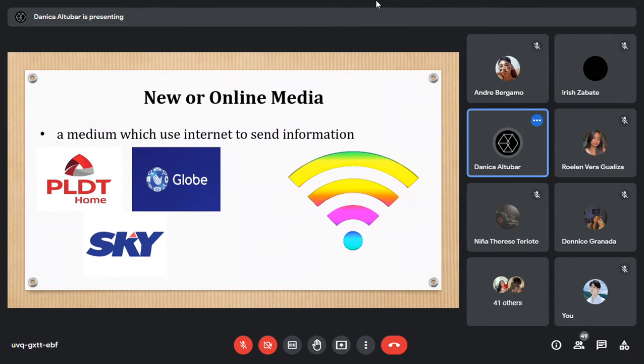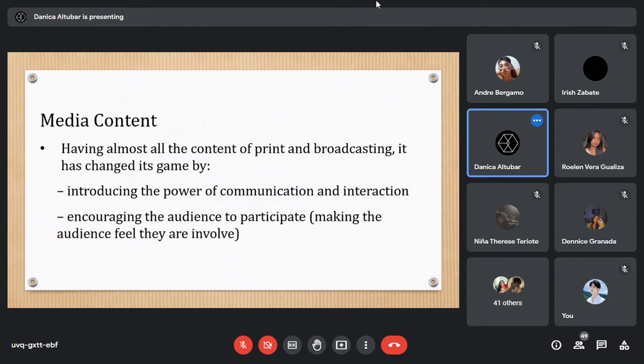Okay, so what other characteristic can we use, ma'am, to distinguish online media among all the selections? Okay, look at the content. What are the contents generated by online media? In online media, they generate almost all the content of both print and broadcasting, but it introduces the power of communication and interaction, and it also encourages the audience to participate, making the audience feel they are involved.